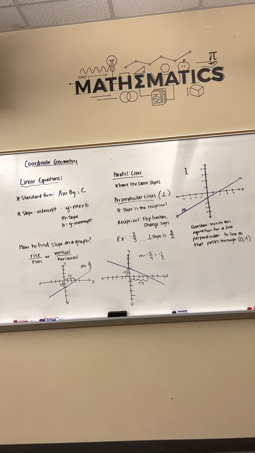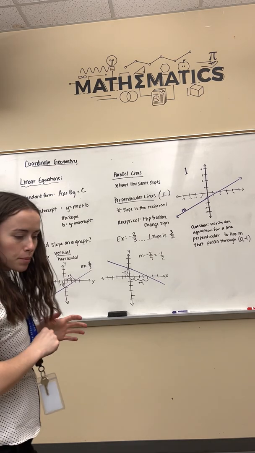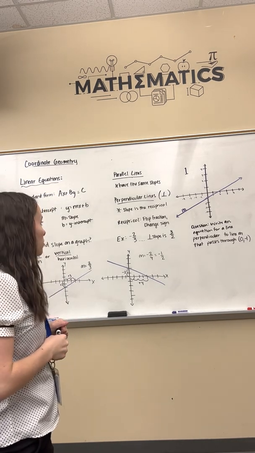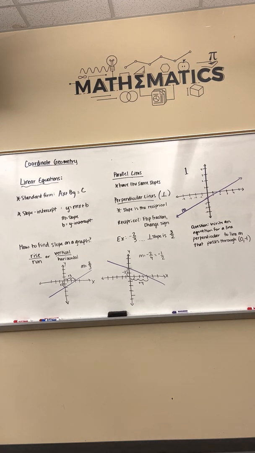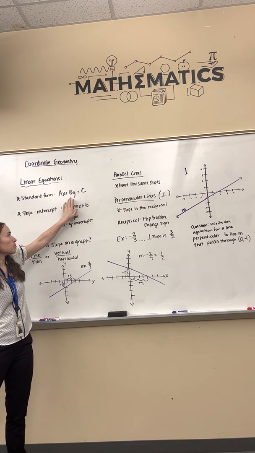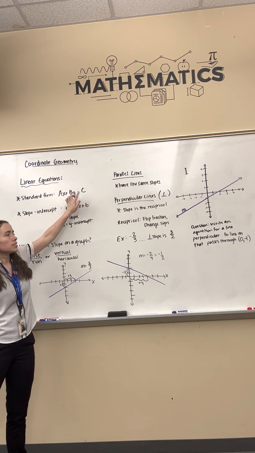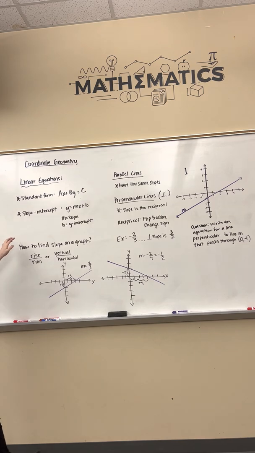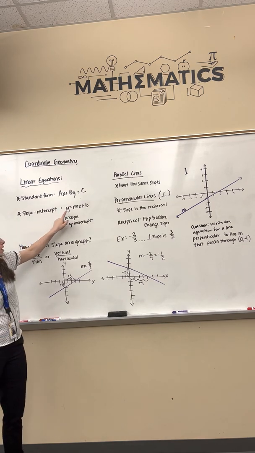All right, so this video is on coordinate geometry for that PFA. The first thing I did was just write some notes on the board. So over here, we're starting with linear equations, the standard form being ax plus by equals c. A, b, and c are just numbers. And then slope-intercept form, which is y equals mx plus b.